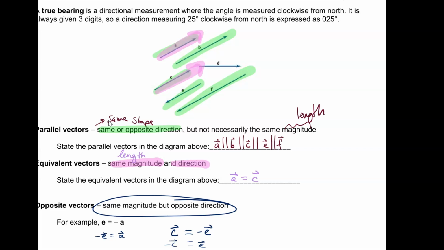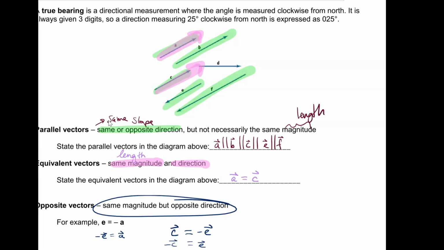You see A and B and C. Let's see, E and F. These are all parallel vectors. They have the same slope. But notice the ones I highlighted in pink are going up to the top right. And then, let's see, E and F are going down.